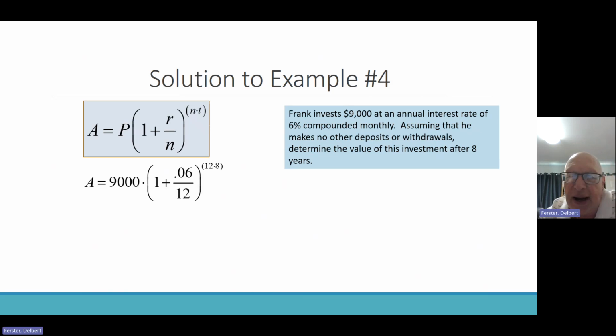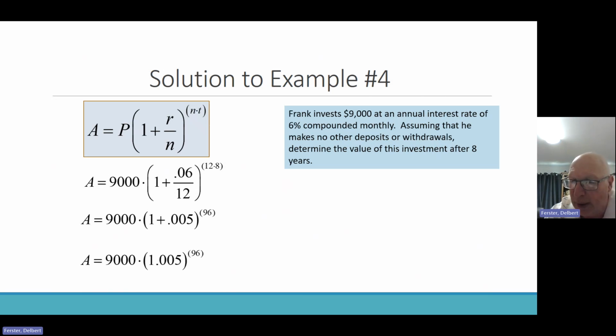Take a look at what you got. 9,000 going in for P, 0.06 for R, 12 because you're compounding 12 times a year. You saw monthly on the compounding. 12 times 8 is 96 compounding periods. A little cleaner divide there. So maybe your calculator could just chill for a bit. You could do some work on your own, and that's what you see on the screen.